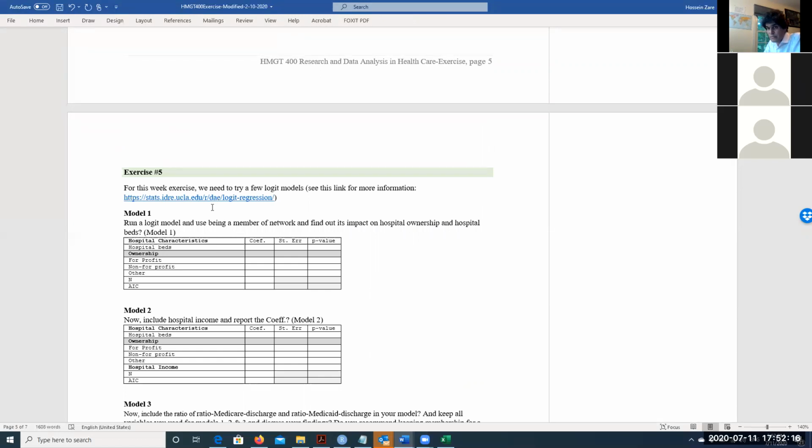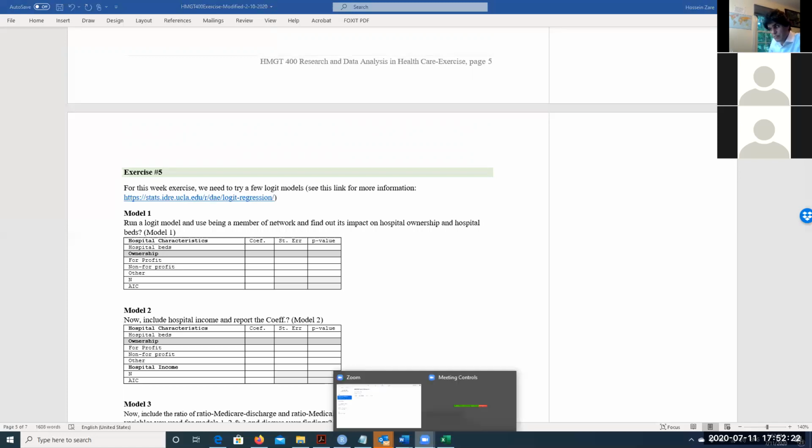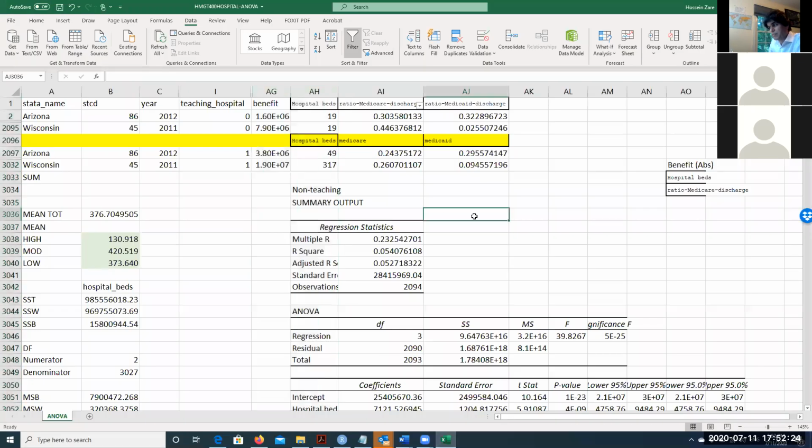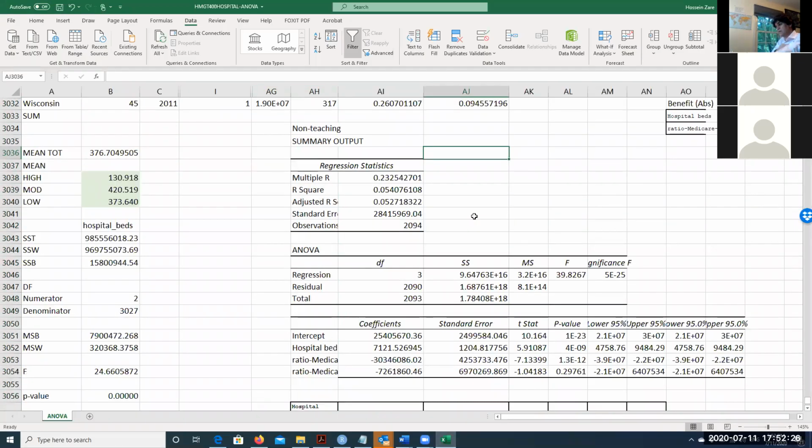I have a question. This is Sarah. For the data that you got on Excel, can you explain what a negative coefficient is? Like for the Medicare and Medicaid ratios, yes, they come up as negative. Can you just explain that to me, please?